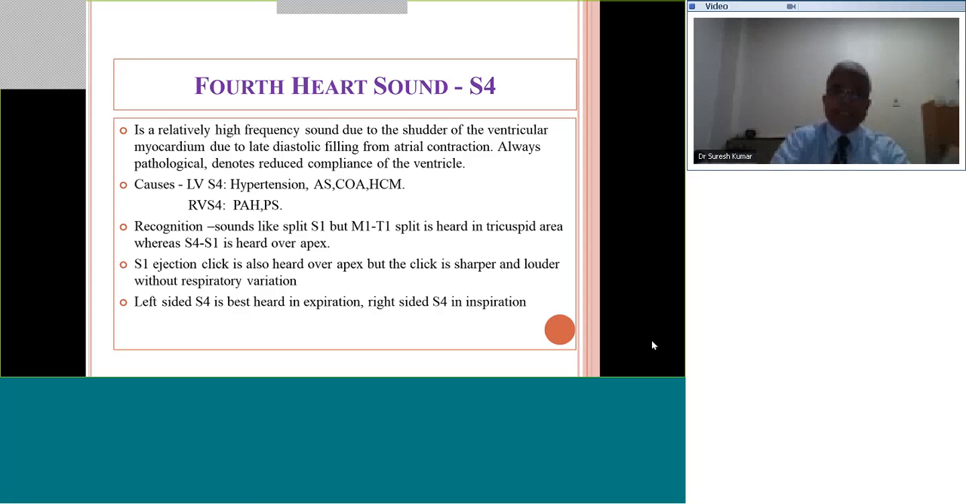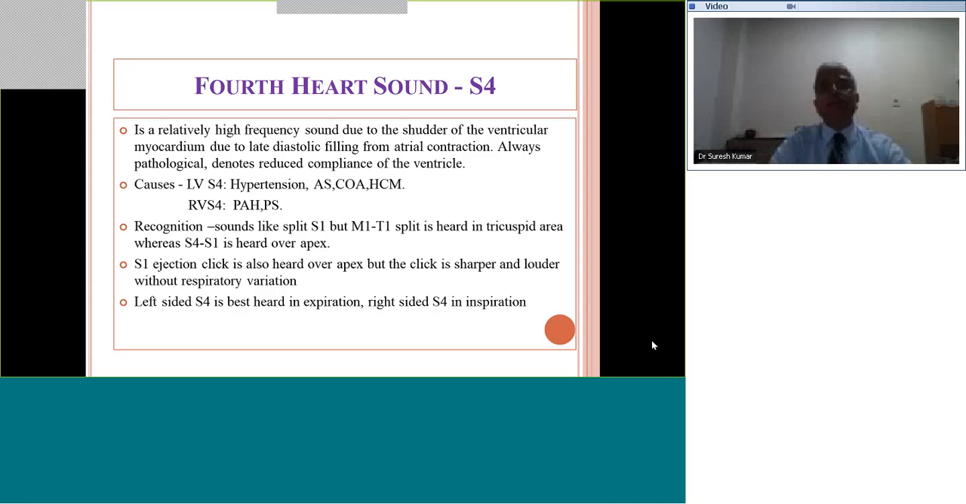How do you recognize a fourth sound? After all, we can only hear two sounds in close proximity, which sounds like a split S1. S4 is very close to S1. Then your problem is, is this an M1T1? If it is an M1T1, remember the T1 is heard in the tricuspid area. A left-sided fourth sound is heard over the apex beat. A palpable sound over the apex beat is a fourth sound.